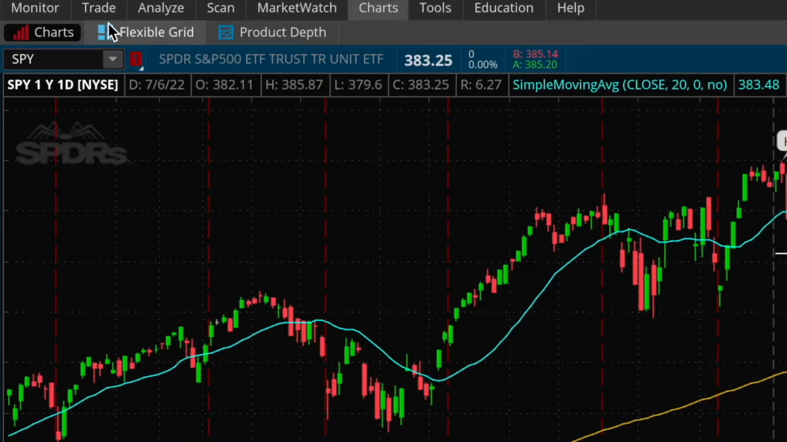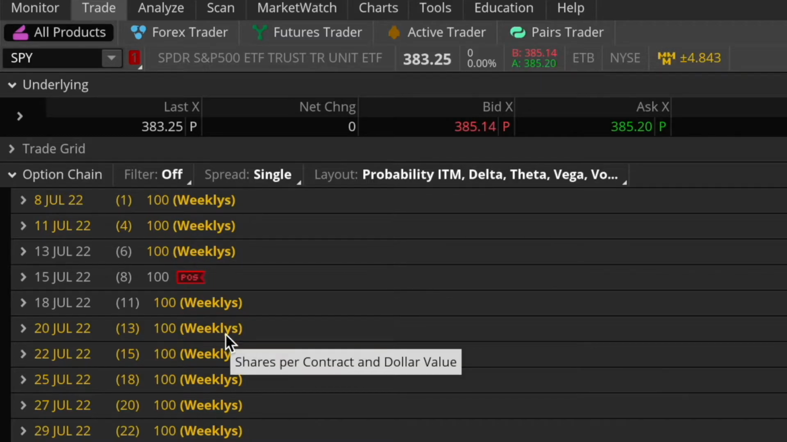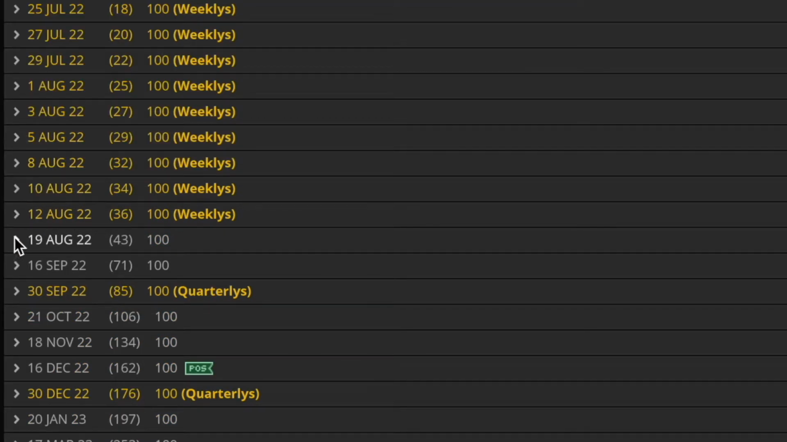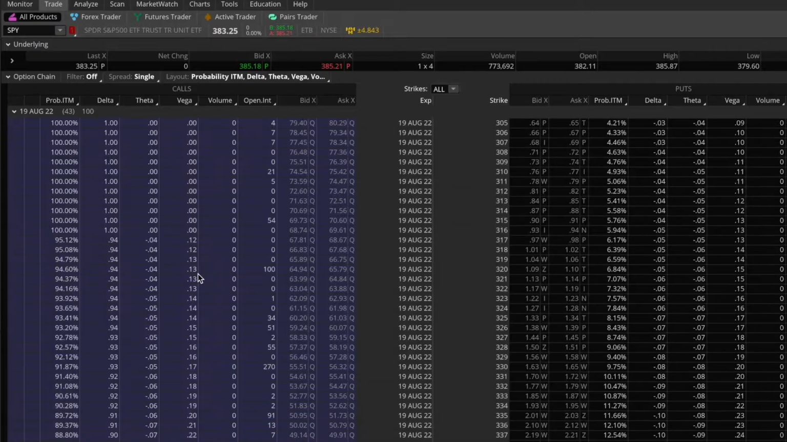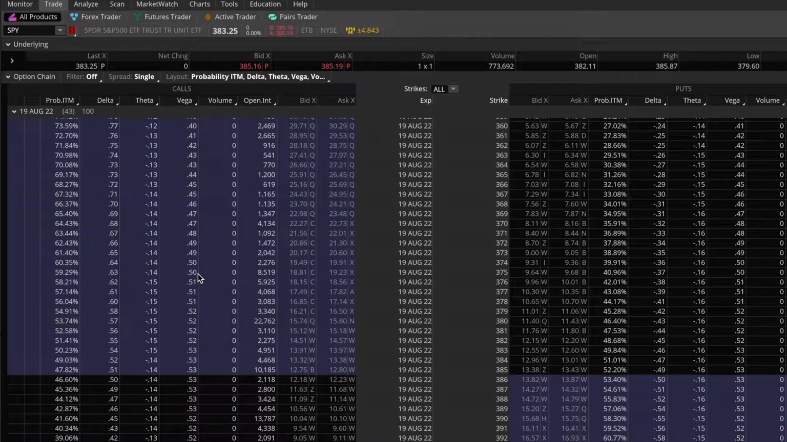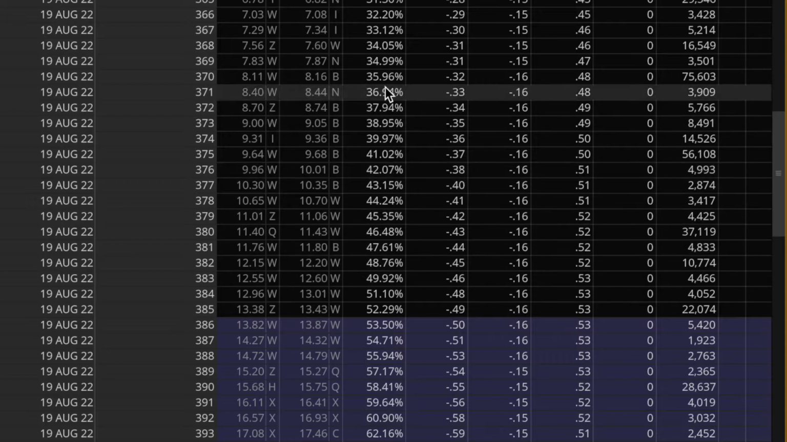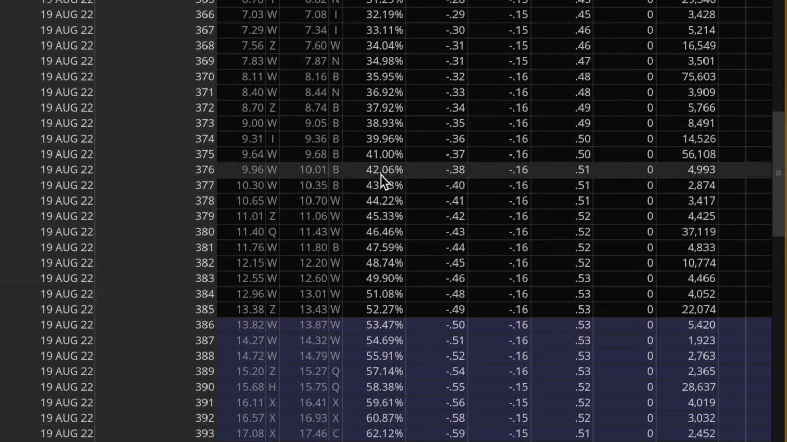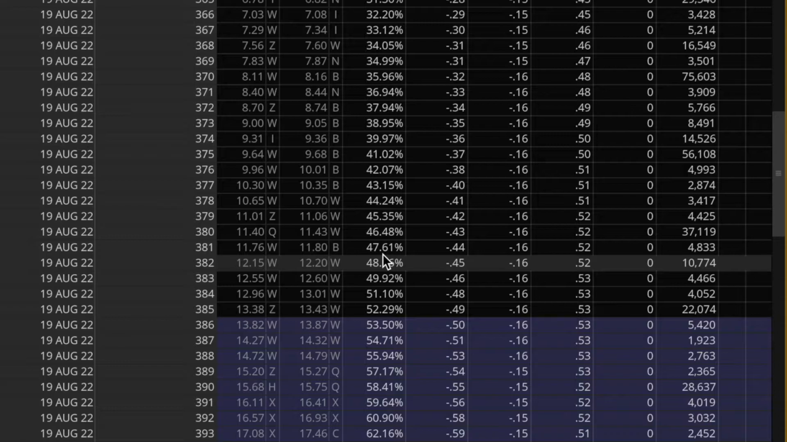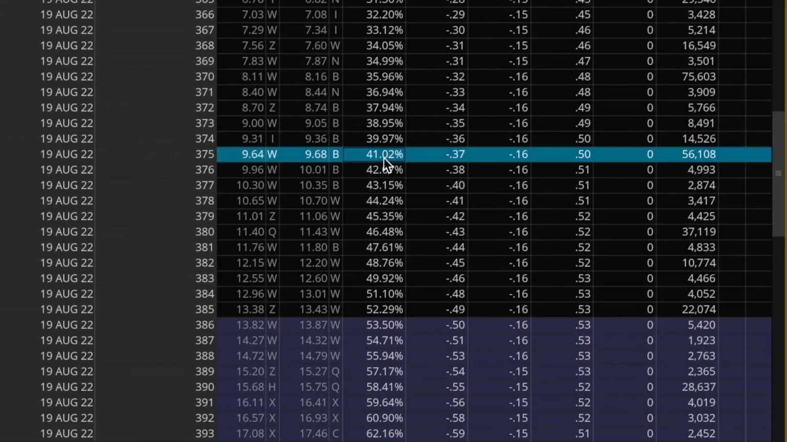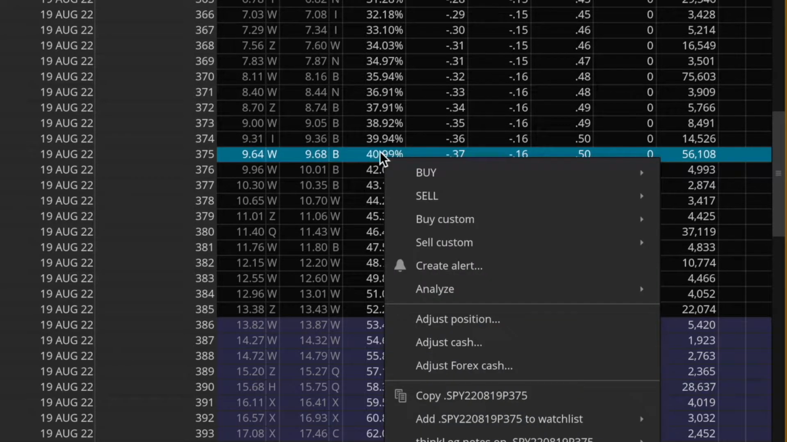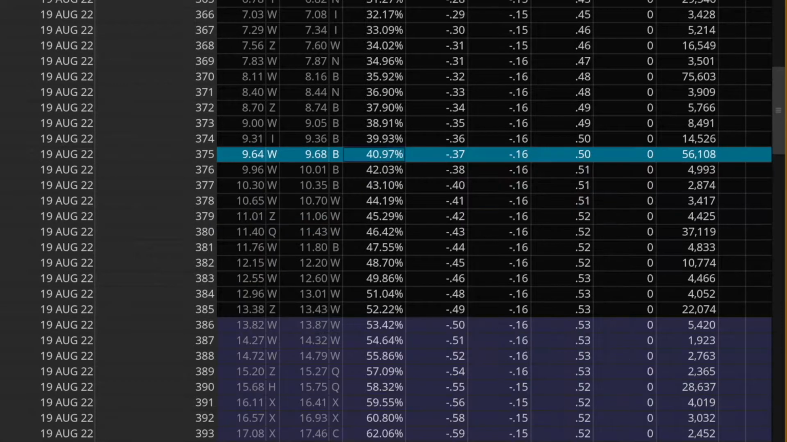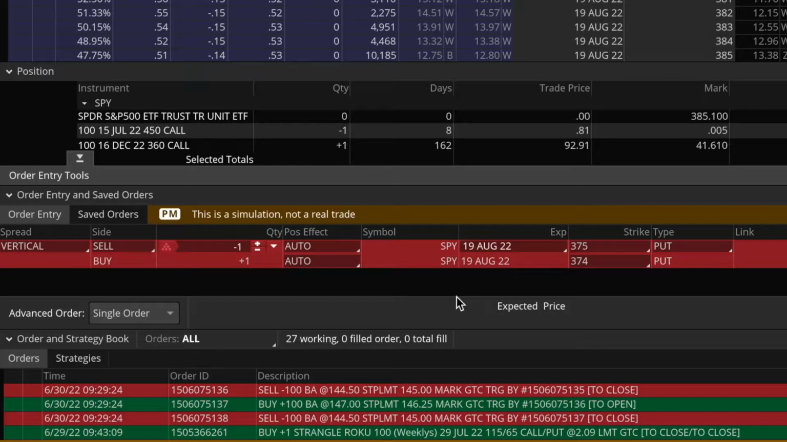Well, if we come over to the trade tab real quick on SPY, and just for the sake of example, we'll go into the August monthly cycle, unfold that tab here, and we'll scroll down to the near the money options. So for example, let's say I'm bullish on SPY, and therefore I want to sell a simple put credit spread here. And perhaps I choose the 375 strike put option as my short strike, and then the 374 strike as my long strike. So real quick, I'll go ahead and create this order here. I'll right click on the 375 and go to sell and vertical. And here we go. This is our order to sell that credit spread in our example.